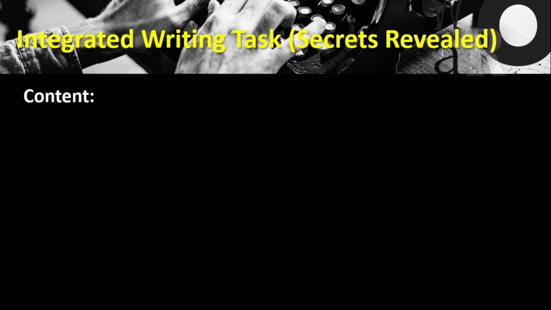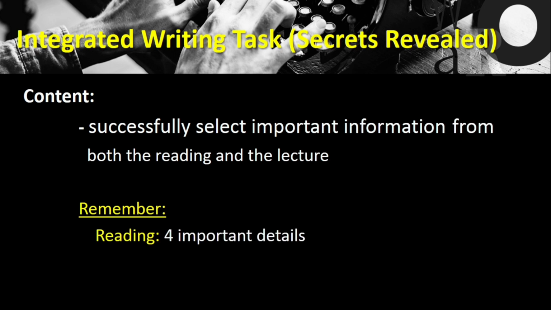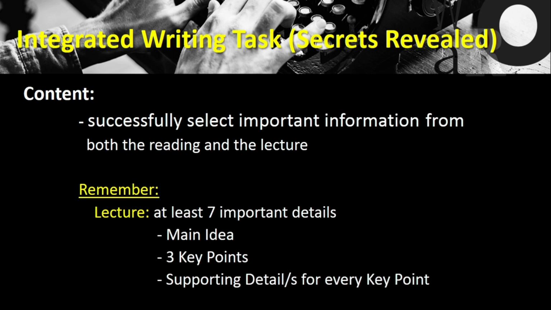Now, the very first requirement when it comes to content is to be able to successfully select important information from both the reading and the lecture. Remember, in a typical 4-paragraph passage, you must at least have 4 important details on paper. The main idea and the 3 key points are major details. Likewise, the lecture must have its main idea statement, 3 key points, and supporting details. That is, each key point from the lecture must have a supporting detail.